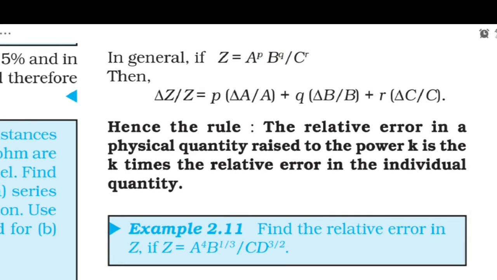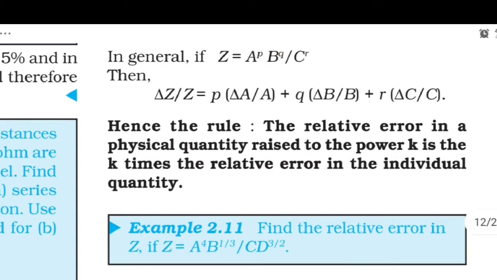Relative error in Z is equal to relative error in A raised to 4 plus relative error in B raised to 1 by 3 plus relative error in C plus relative error in D raised to 3 by 2. So it will be what? 4 into delta A by A plus 1 by 3 into delta B by B plus delta C by C plus 3 by 2 into delta D by D. Very simple example it was.